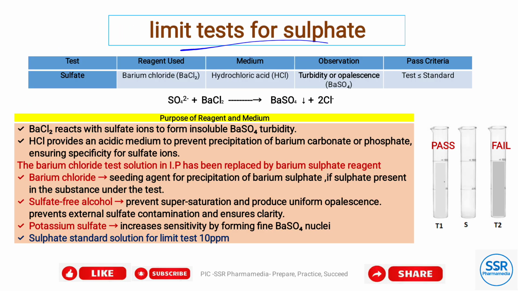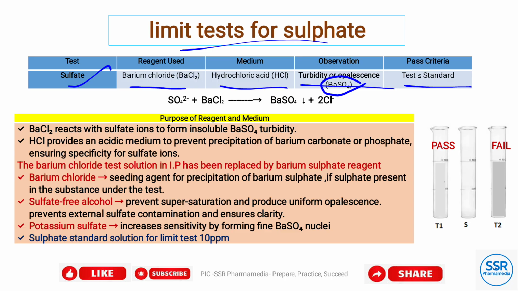So next is the limit test for sulfate. For detecting the sulfate impurity, we need barium chloride reagent and hydrochloric acid medium. The observation is turbidity or opalescence due to formation of barium sulfate. The pass criterion is that the test solution is less turbid than the standard solution. And these are the purposes of the reagent and medium.